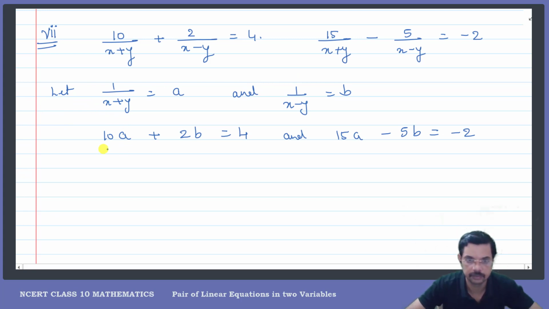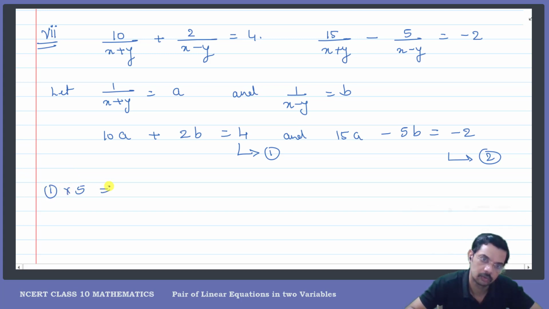Now what to do? This is the first equation, this is the second equation. I will multiply the first equation by 5 and the second equation by 2. To make the coefficient of b equal, I need to multiply this by 5 and this by 2. So equation number 1 multiplied by 5, what do we get? And equation number 2 multiplied by 2, what do we get?